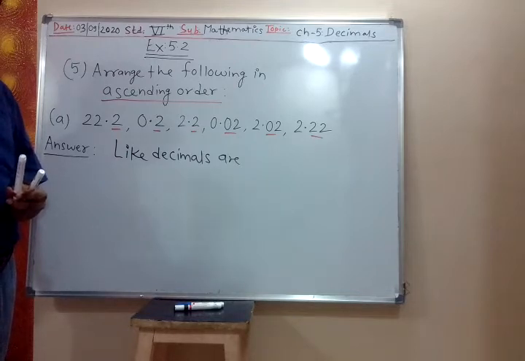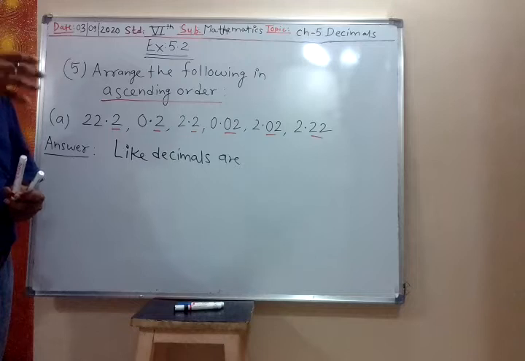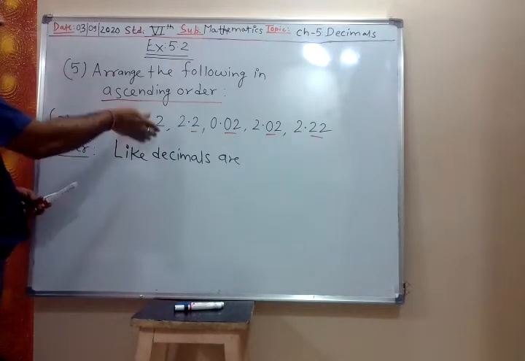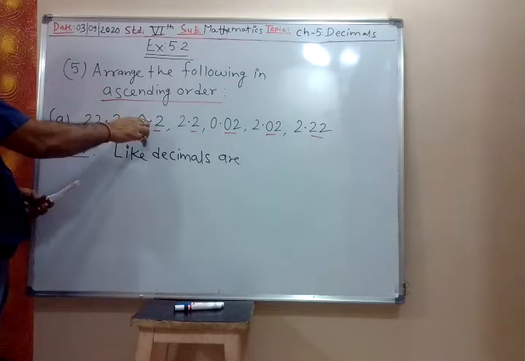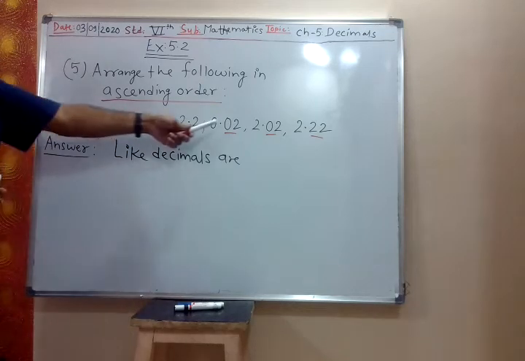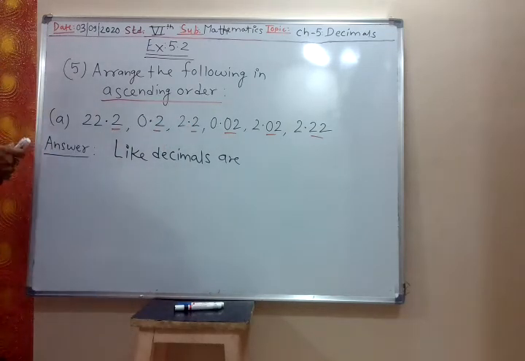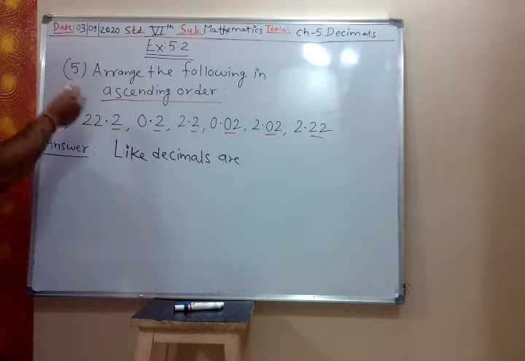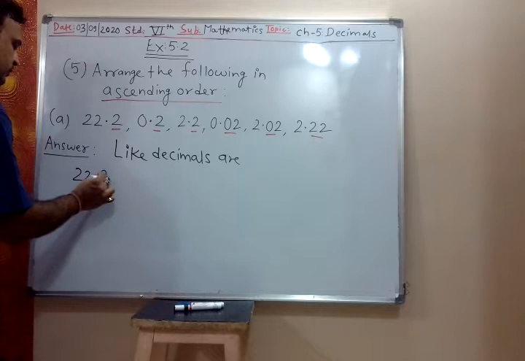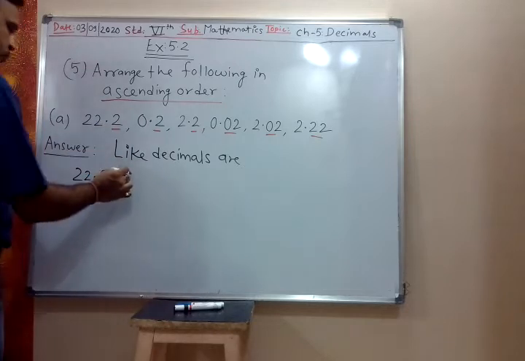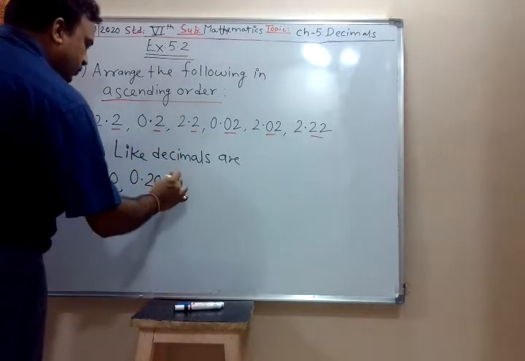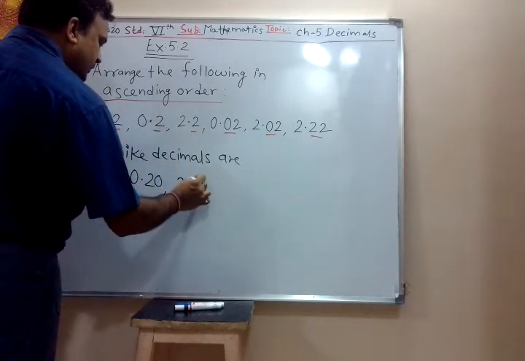Now to make it 2 digits after the point, we add 0 to the right of the decimal. So the maximum number of digits is 2, and let us make each number have 2 digits after the decimal. So 22.2 we write as 22.20, then 0.2 we write as 0.20, then 2.2 we write as 2.20.